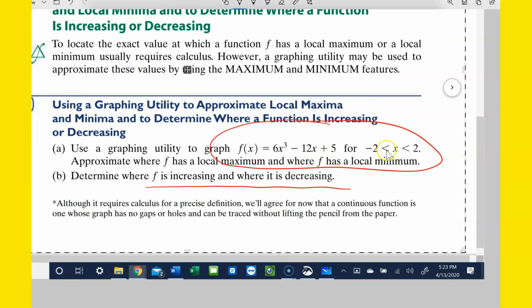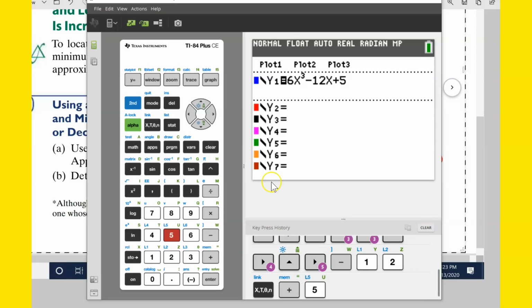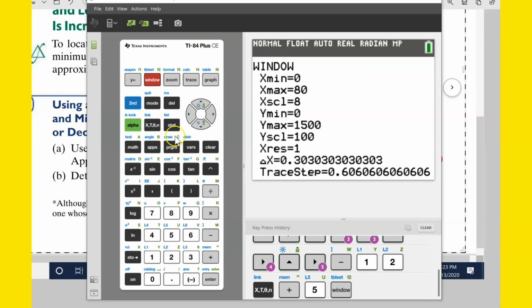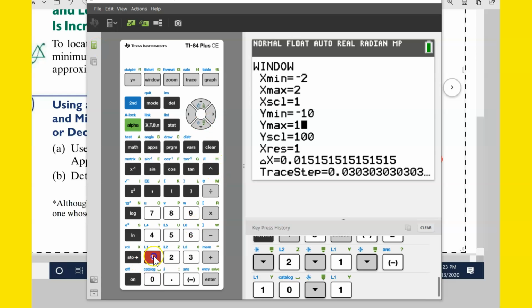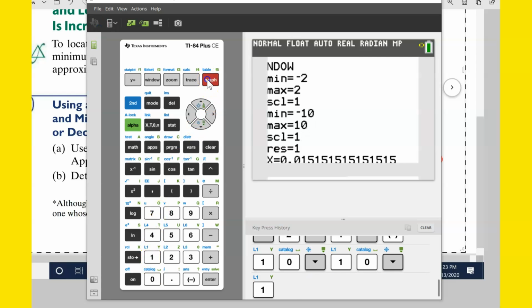And it says for x between -2 and 2. So that tells me that my window needs to be, x min needs to be -2. The x max needs to be 2. I'm going to let my x scale be 1. I'm going to do my y min and max. I'm going to let my y min be -10 as in the standard window, and the y max be 10, and the y scale be 1.